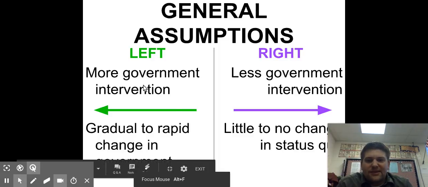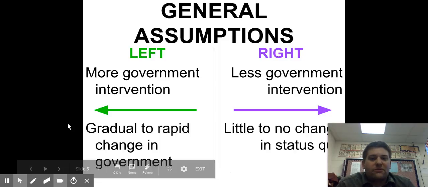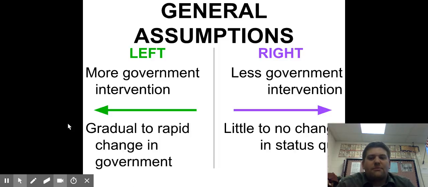If you're on the left side of the spectrum, you can assume that person believes in more government interaction and that they want more change in government as well. So government's going to be more involved in our lives, and they're going to change the way government and the economy and things are run throughout our country.